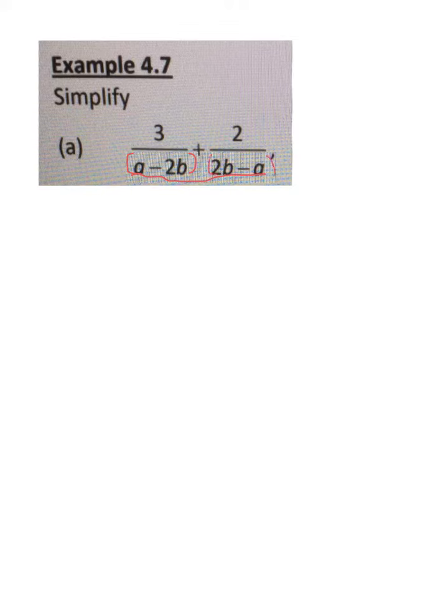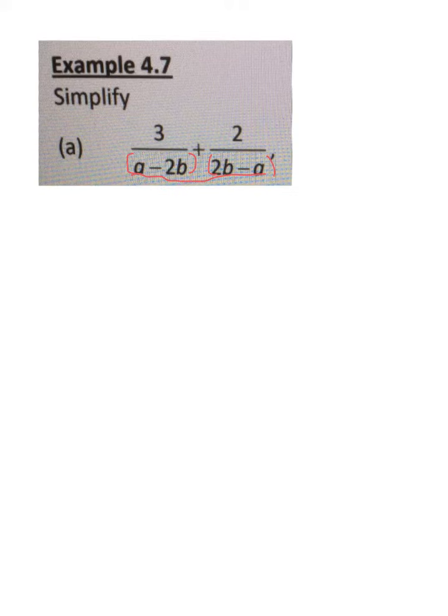We can see that the denominator is not the same. So what we need to do for the addition of fractions is change both denominators into the common denominator 通分母. And how can we change these two denominators into the common one?